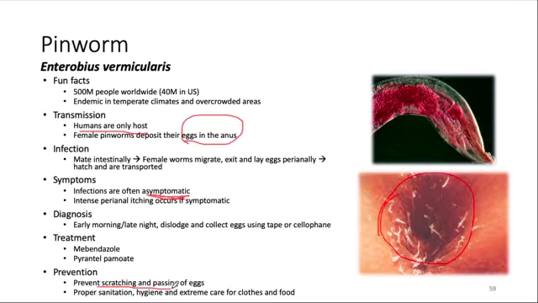However, there can be early diagnosis through dislodging of the eggs using tape or cellophane, and it has to be done during the night or at dawn. That's when the female descends to the anal region to lay the eggs. It can be treated by mebendazole or pyrantel pamoate. Good personal hygiene and sanitation are also able to stem the transmission.